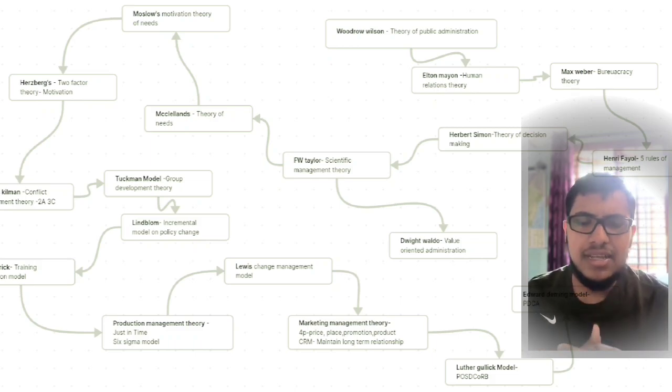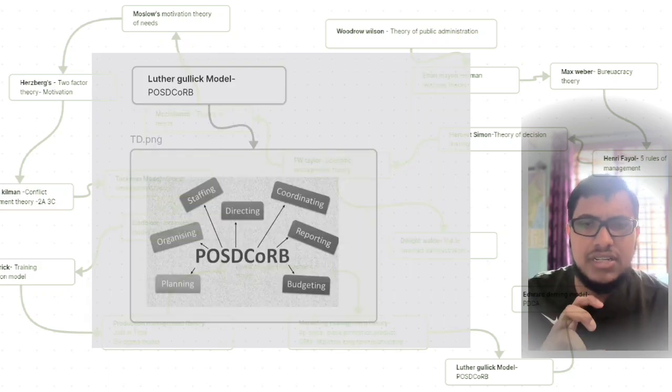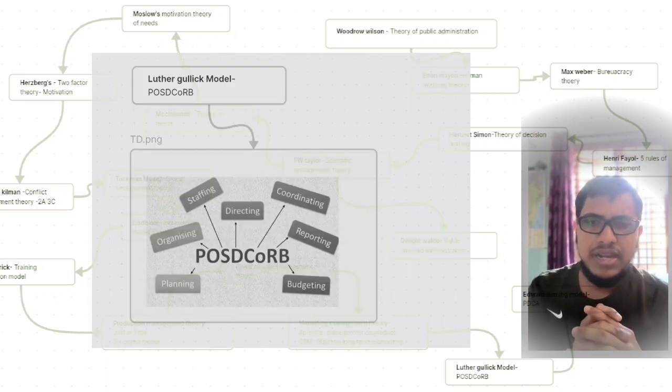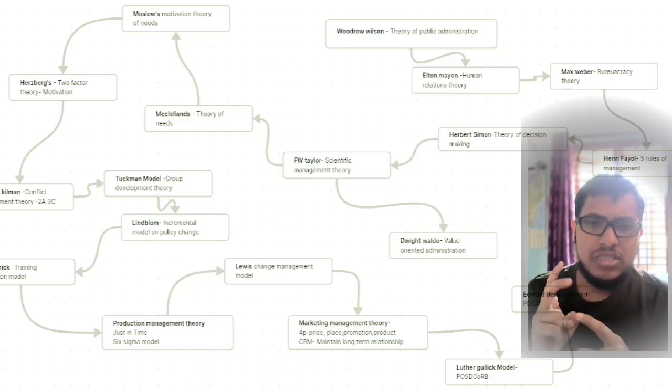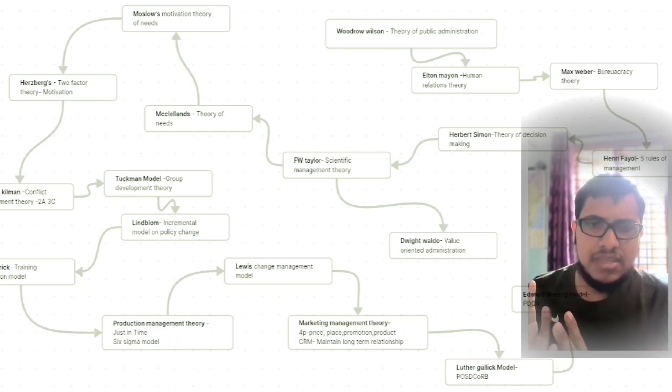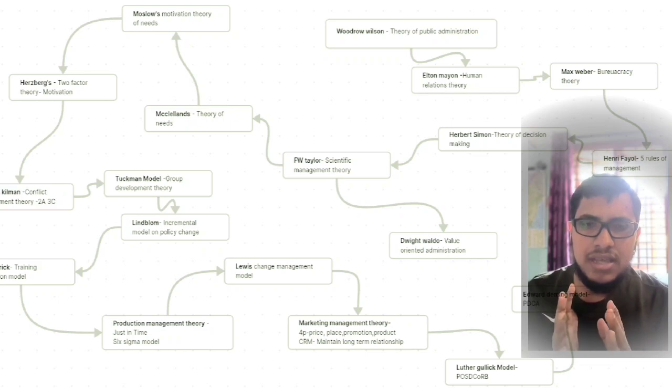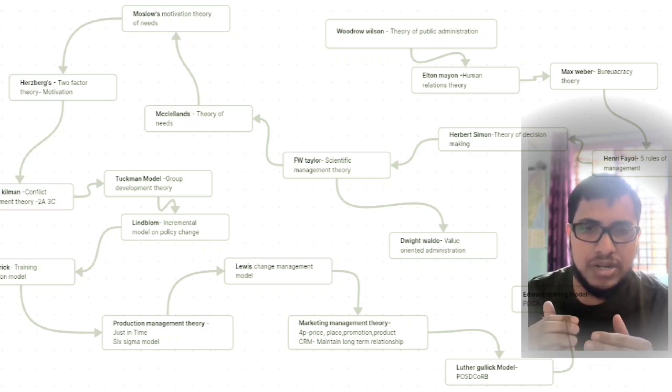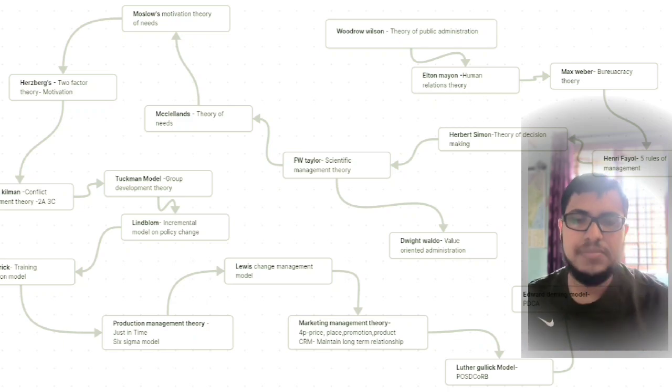Let's move on to the next model by Luther Gulick. It is related to organization development. It is POSDCORB. P is planning, O is organizing, S is staffing, D is directing, C is coordinating, R is reporting, B is budgeting. These topics in this POSDCORB are important for the development of organization.